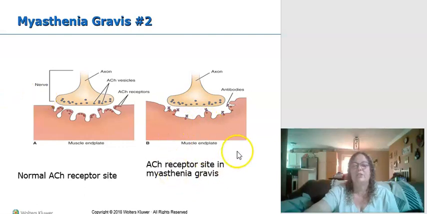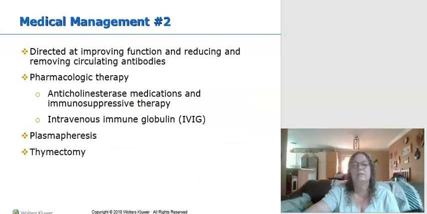This image kind of shows you the degeneration of the acetylcholine receptor sites in myasthenia gravis versus normal acetylcholine receptor sites. So if you like the visual, there you go.